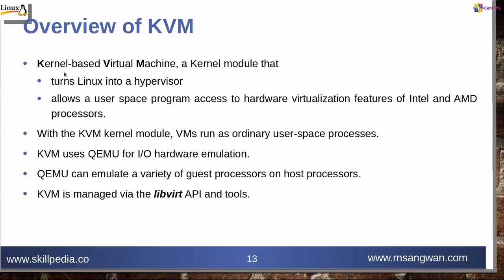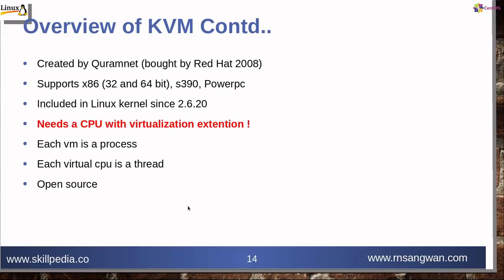KVM, that is Kernel-based Virtual Machine. KVM is a kernel module that turns Linux into a hypervisor, allowing a user space program access to the hardware virtualization features of Intel and AMD processors. With the KVM kernel modules, virtual machines run as ordinary user space processes. KVM uses QEMU for I/O hardware emulation. QEMU can emulate a variety of guest processors on host processors, and it is managed through the libvirt API and tools.